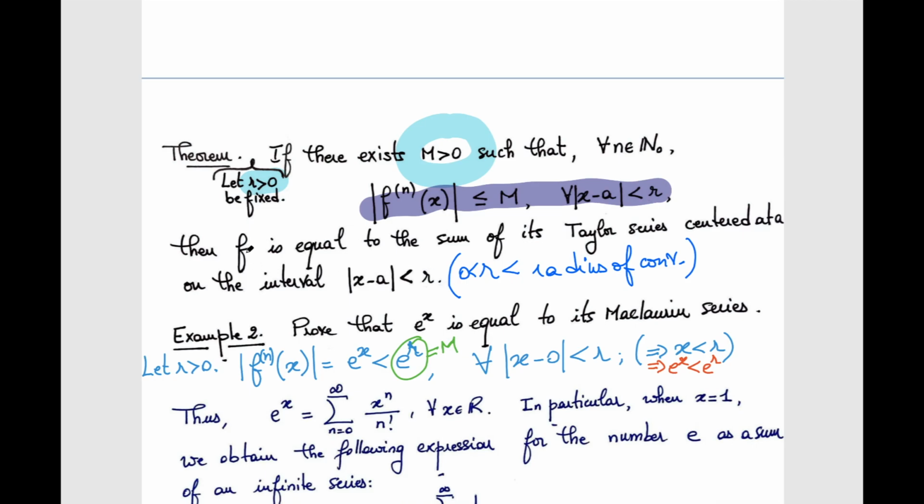So therefore, what's the conclusion? By this theorem, we can say that the function f, which is e^x, is equal to its Taylor series, which is the Maclaurin series because I'm talking about the center a being 0, on the interval where the absolute value of x minus a is less than r. Correct? So how about I continue here? I know I'm kind of jumping around, but just excuse me just this time. I'm going to write right here.